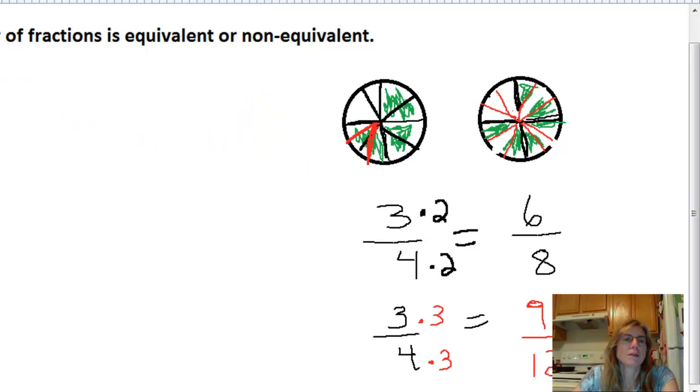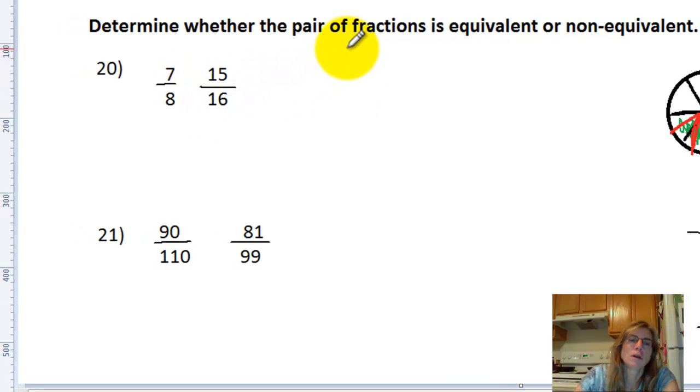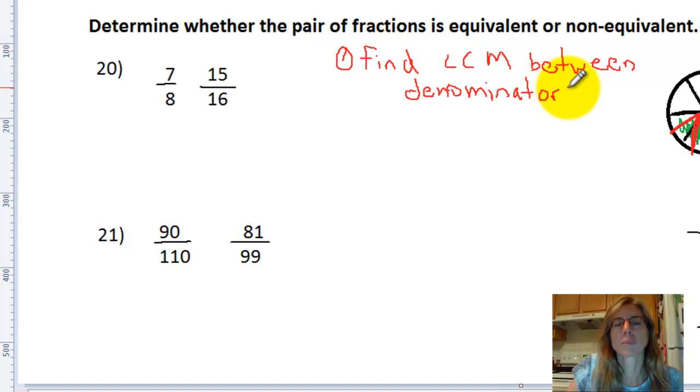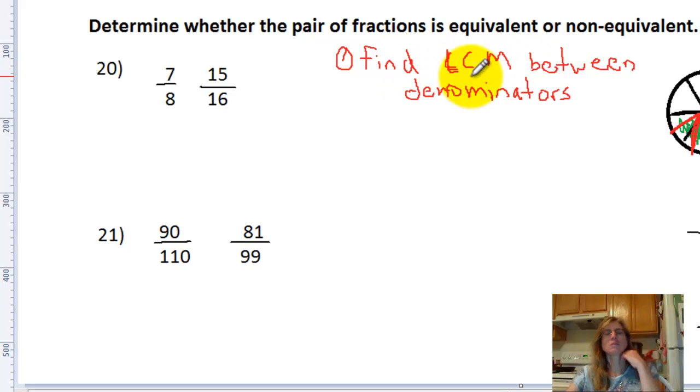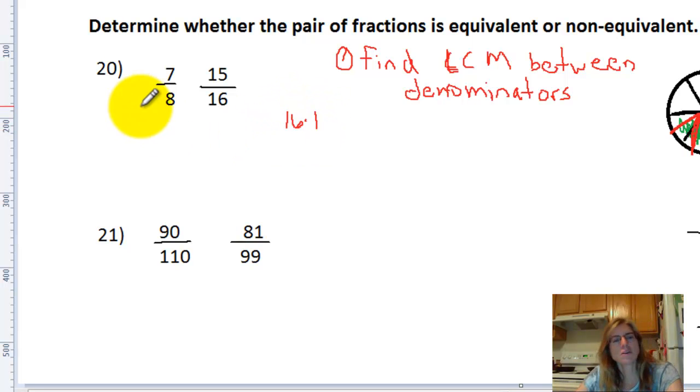Okay, to move to the problem then, 7/8, does 7/8 equal 15/16? The math is, one, you find the least common multiple between the two denominators. That's LCM. What you do to find the least common multiple is you take the larger denominator and you say 16 times 1 is 16. Does 8 go into 16? Yes. So you're done. You found the least common denominator is 16.